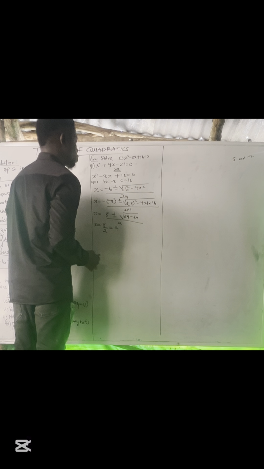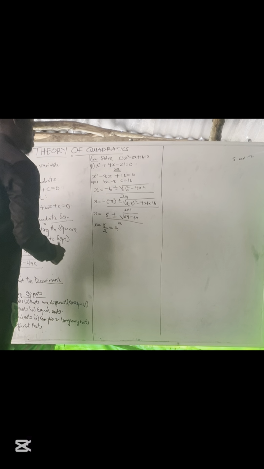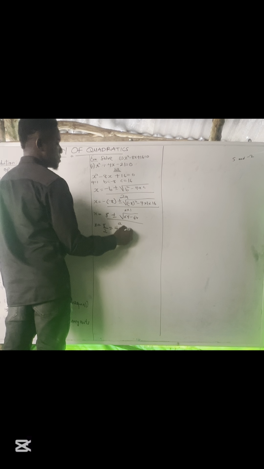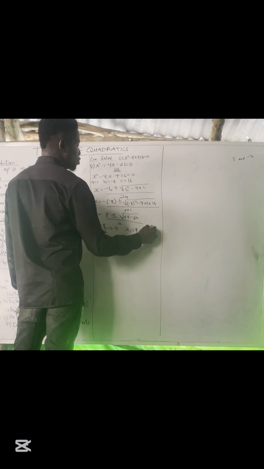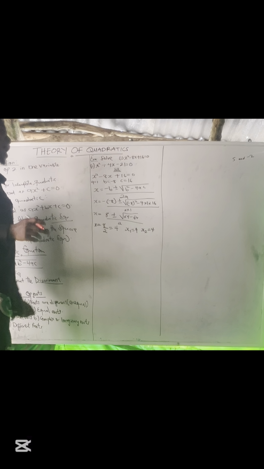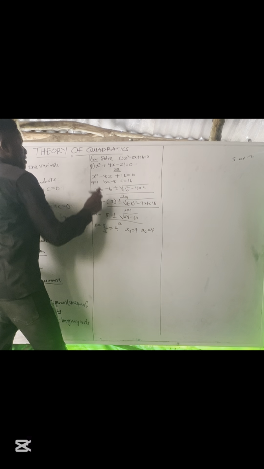4. So therefore, guys, you have to know that whenever we get our value in this format, this simply means that the value of your x1 is 4, and the value of your x2 is also 4. So this simply means they have equal roots. But let's look at the other example here.